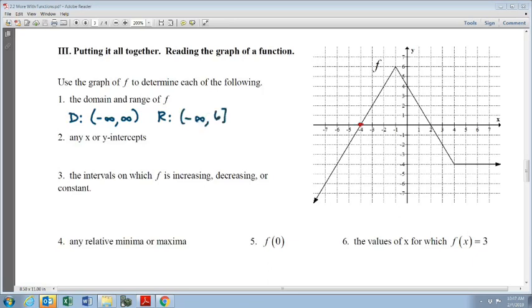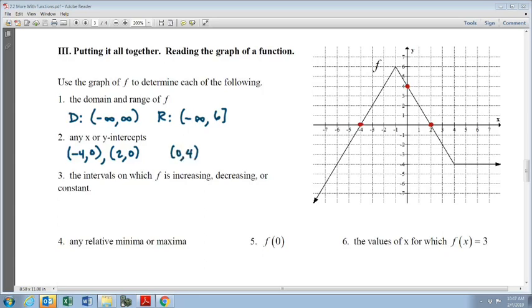Alright, so we've got now x and y intercepts to look for. So notice these 2 points here. These would be your x-intercepts. That's where our graph f crosses the x-axis, so that would be the points negative 4, 0, and 2, 0. There's one y-intercept here, and that's at 0, 4.